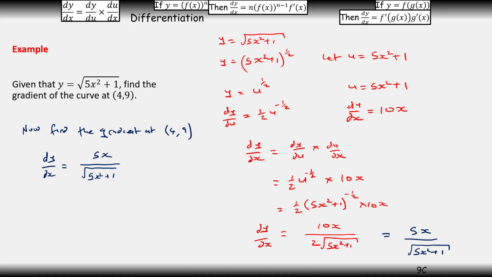At this point, x is equal to 4, so let's sub in. So 5 times 4 all over the square root of 5 times 16 plus 1. So that's 20 over the square root of 81, which is 20 over 9. I'm happy with that. You can leave it as 20 over 9.